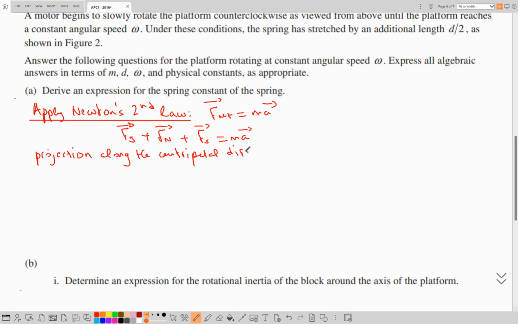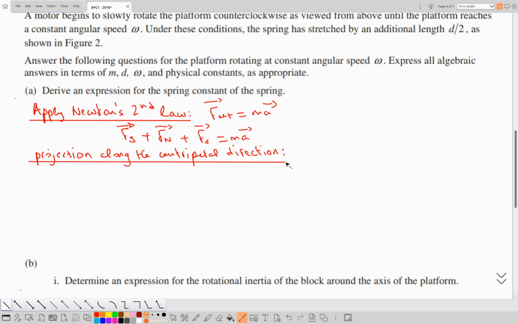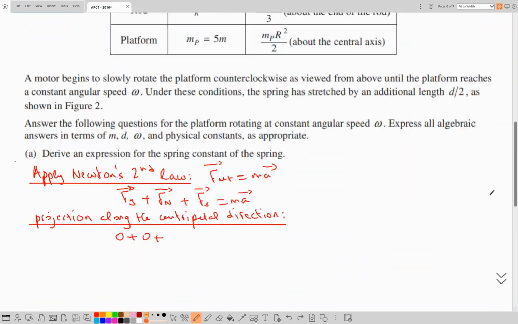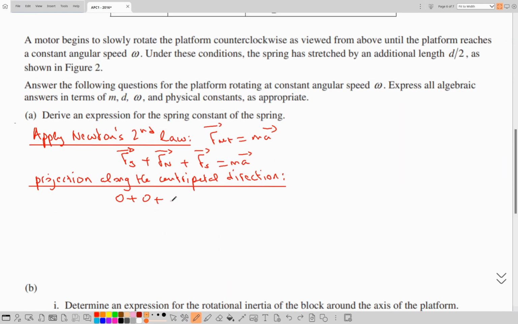Along the centripetal direction. Now these happen to be along the vertical, which is independent of the centripetal, so that would be 0 plus 0. Now we have the force of the spring. Is it positive or negative? Notice that the force of the spring is pointing toward the center, and in the centripetal direction, toward the center is always the positive direction.